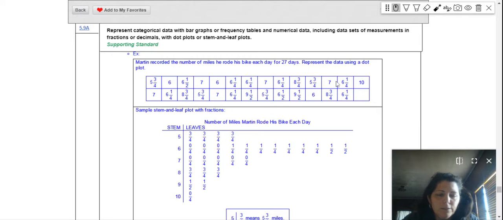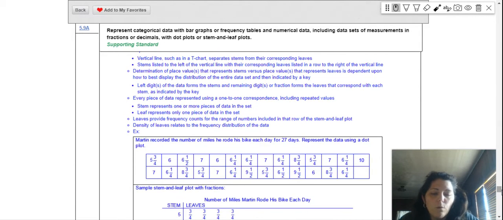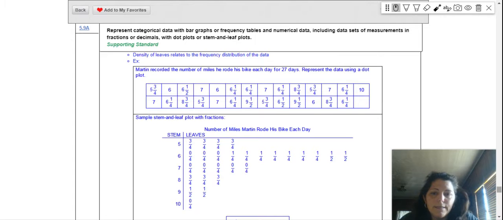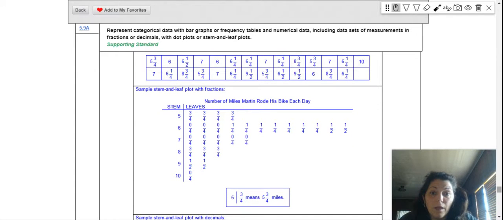So we have our data. This is our frequency, and you can tell it's not really in any kind of order, but for 27 days, Martin rode his bike and he recorded the number of miles he rode each day. So on this day, he rode 5 miles, 5 3/4 miles, 6 miles, 6.5 miles, 7 miles. That's how much he rode on each day. To put that data into a graphical representation that's easy to understand and look at, what we use is a stem and leaf plot.